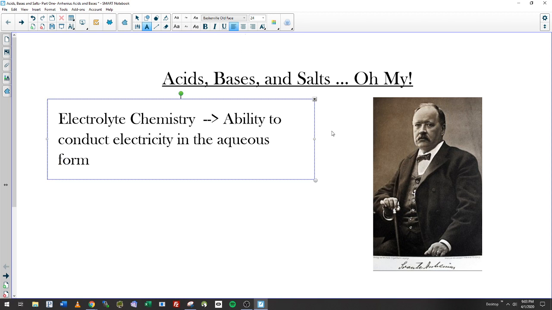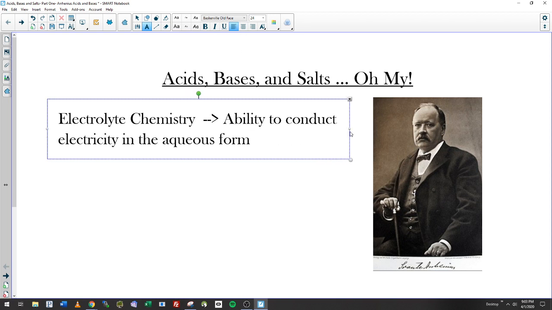When you drink Gatorade or Pedialyte, the reason why you're doing that is because you are replenishing your body's ability to conduct electricity in the aqueous form. And some of you are like, that's crazy. Why would I ever want to conduct electricity in the aqueous form? Like I'm going to electrocute myself. Why would I want to do that?